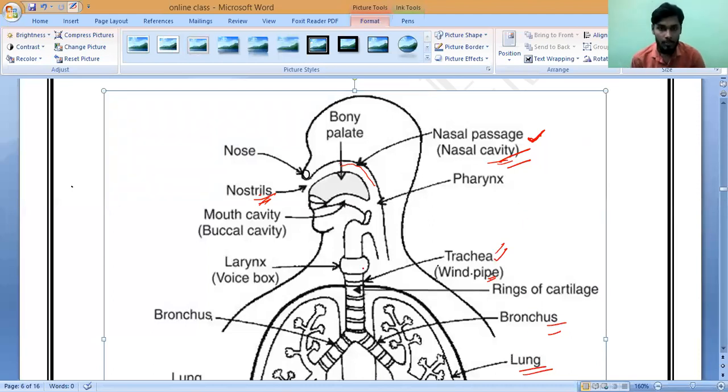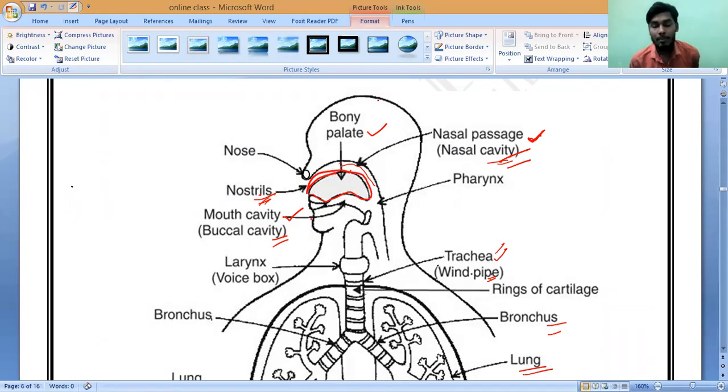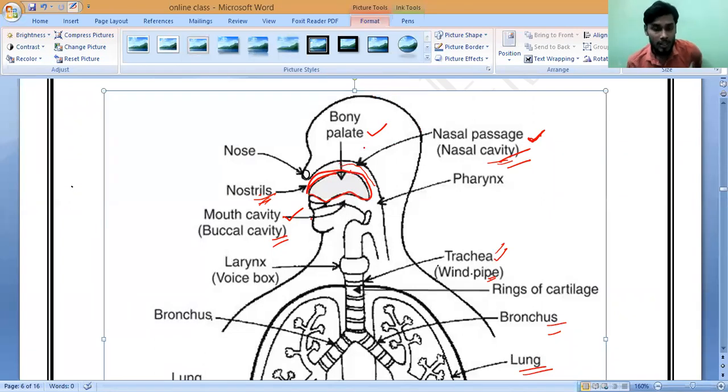Now, beyond the nasal passage, you may observe here this is called the mouth cavity, or buccal cavity, where we can eat. Between the nasal passage and the buccal cavity, we have this region, which is one of the strongest bones. That bone is called the bony palate. It is the bone present between the nasal cavities and the mouth cavity.